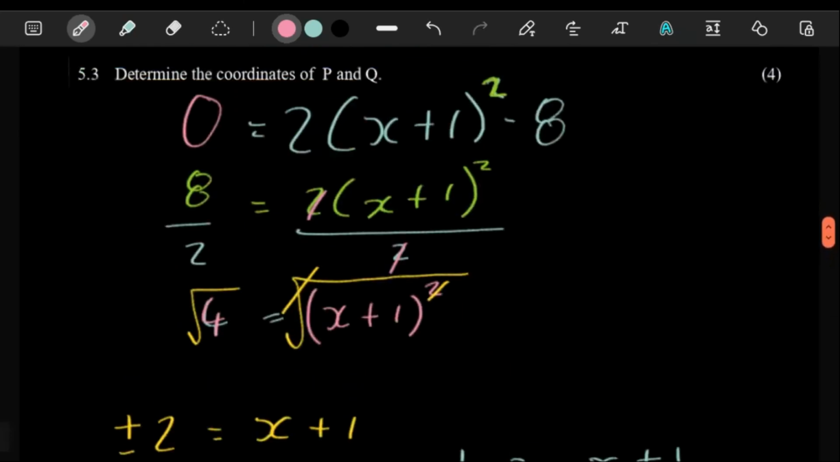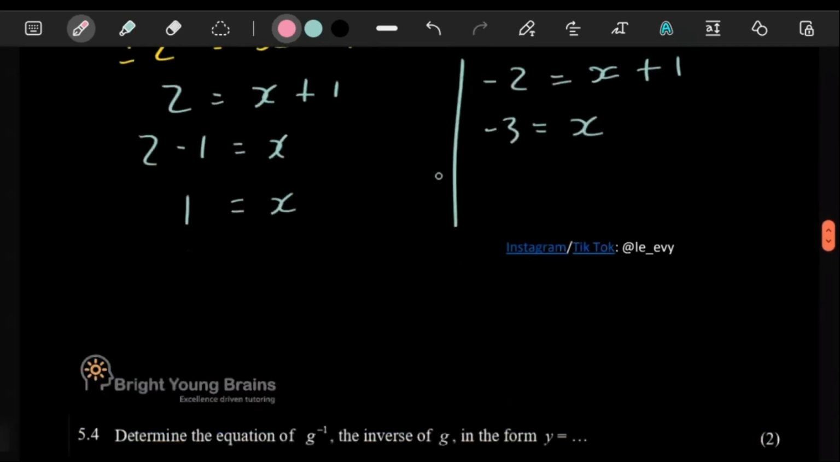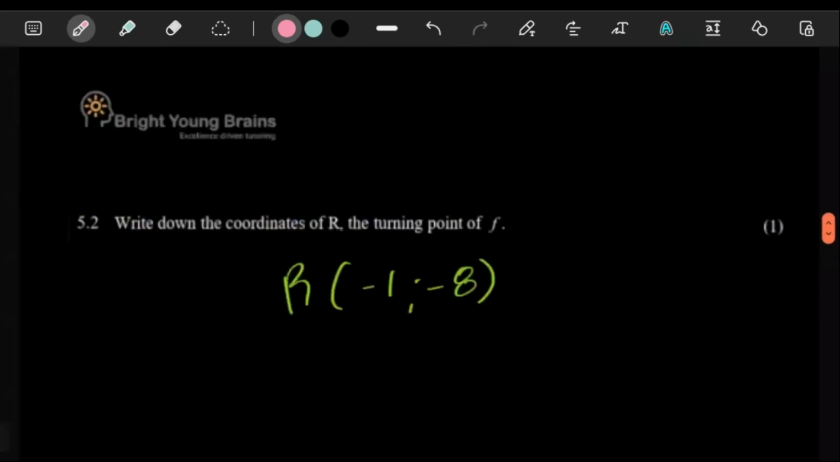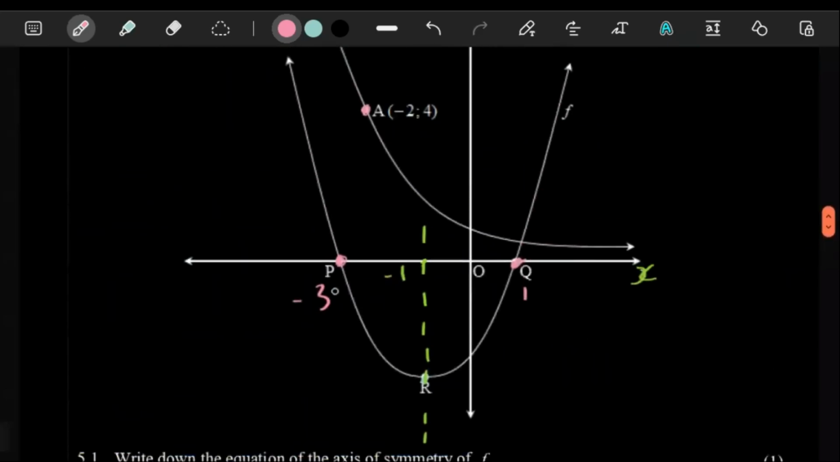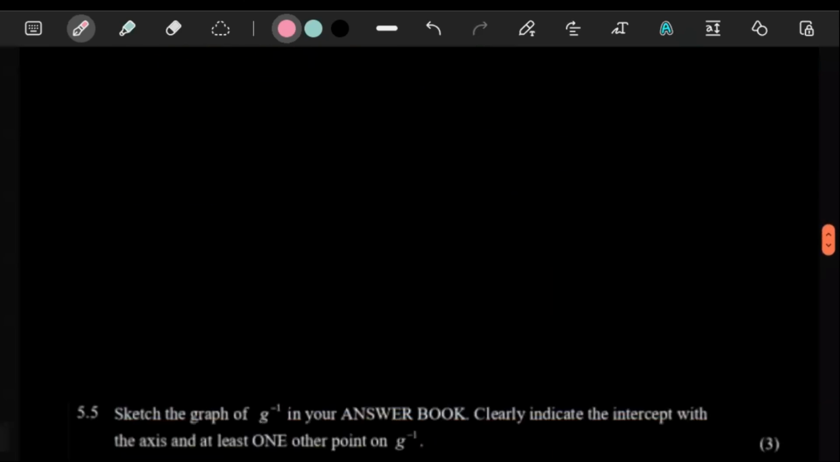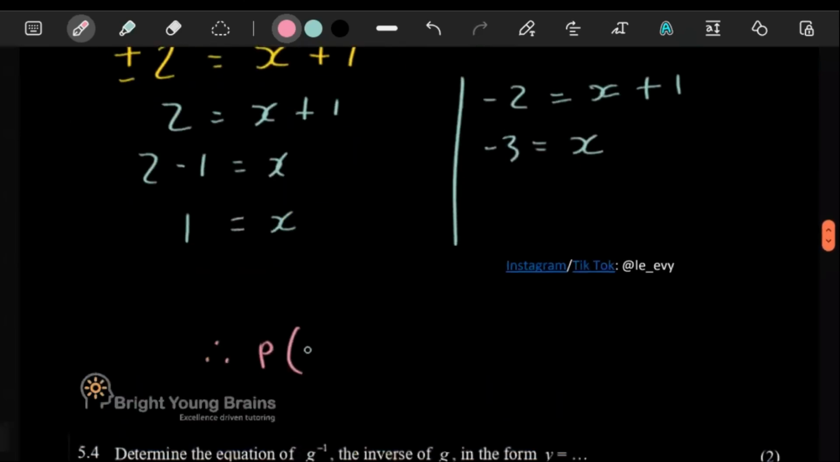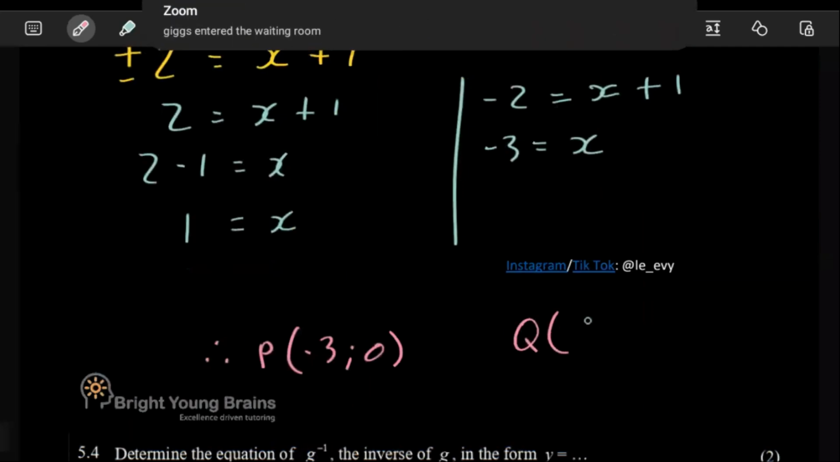But then here you see they want the coordinates. So you cannot just leave answers like this. Here you have to say, therefore, P, as we can see, it's on the left side. So the x value is negative 3, but the y value is 0. So negative 3 here, give us 0 there. Q, same idea, positive 1 and 0.